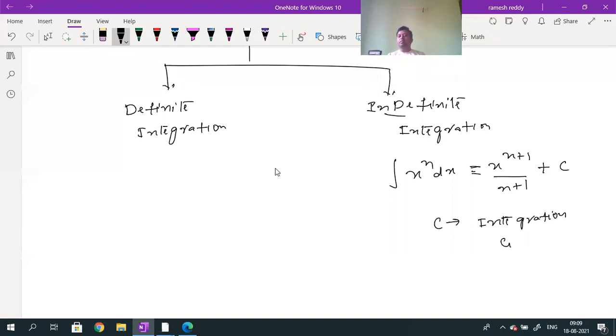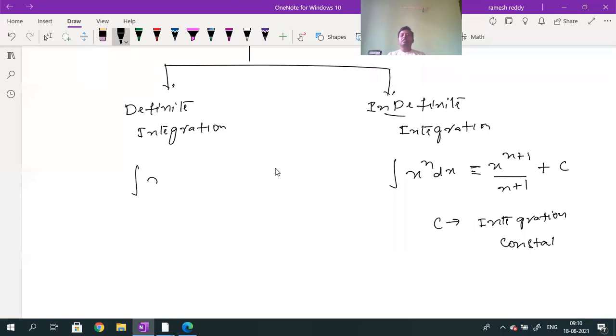When you see these formulas in some books, they will give you directly x power n plus 1 by n plus 1. In some books, they will give it as plus C. So why should we get C? When do we get C? Whenever the integration is indefinite integration, you have to write C, where C is an integration constant.